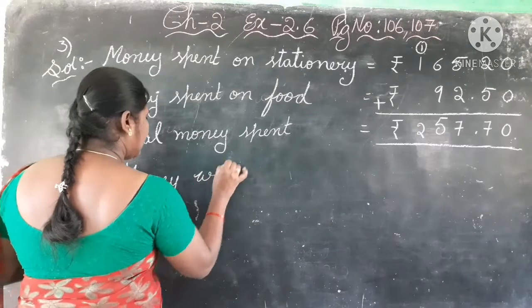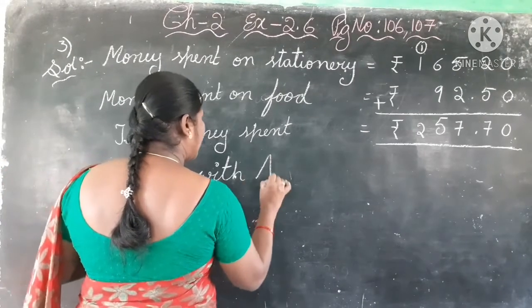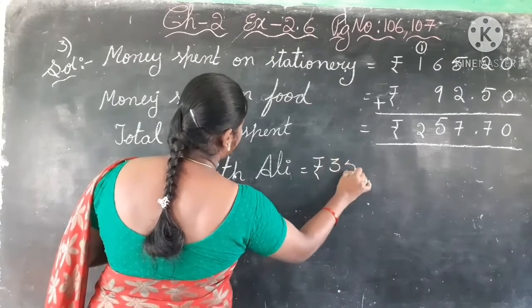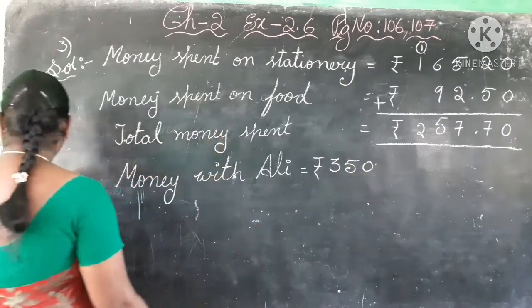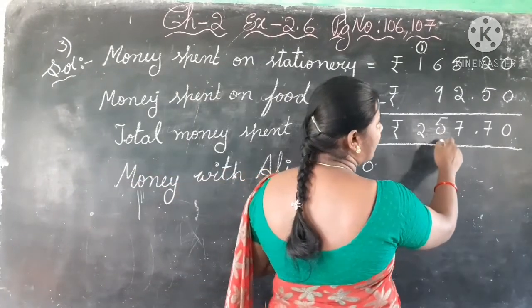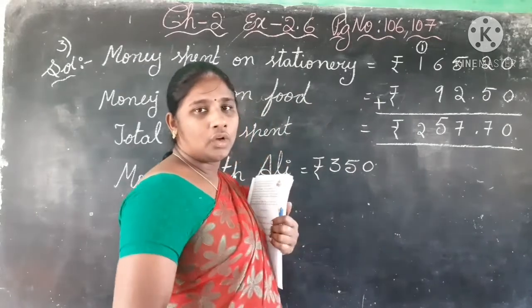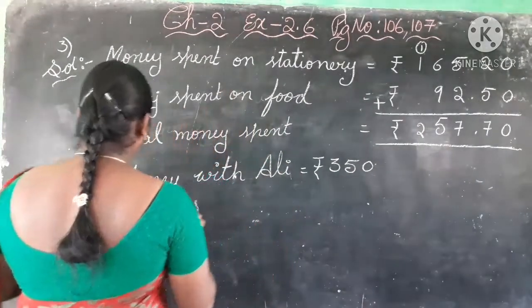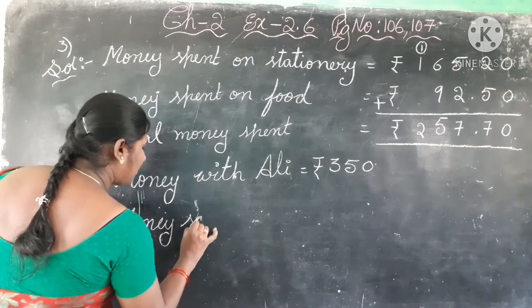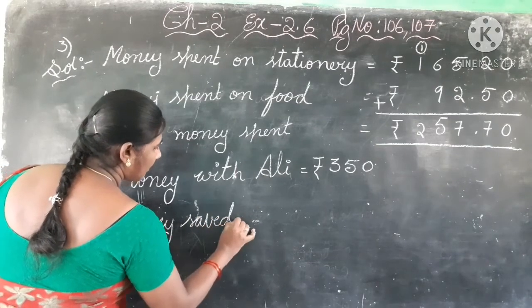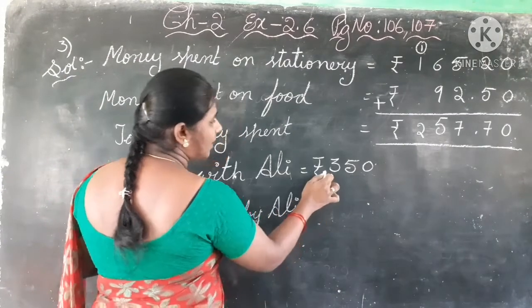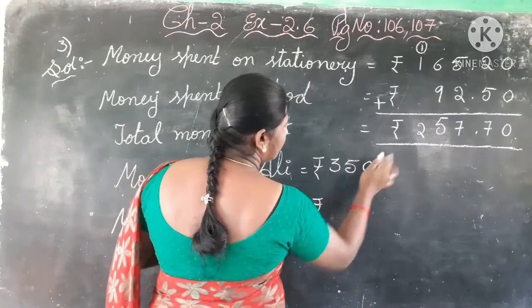Money with Ali. With Ali, how much money is there? Rupees 350. Now in this 350, he spent rupees 257.70. Okay, remaining he saved. Money saved by Ali. So we have to subtract this number from this one.